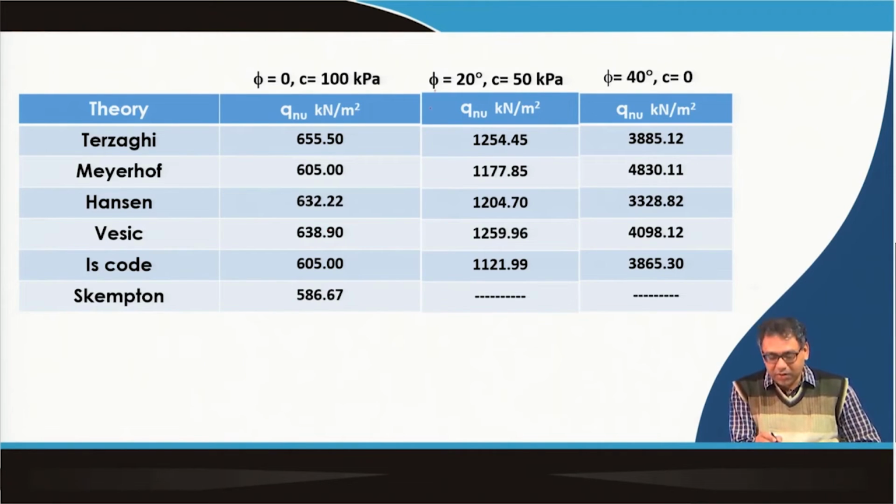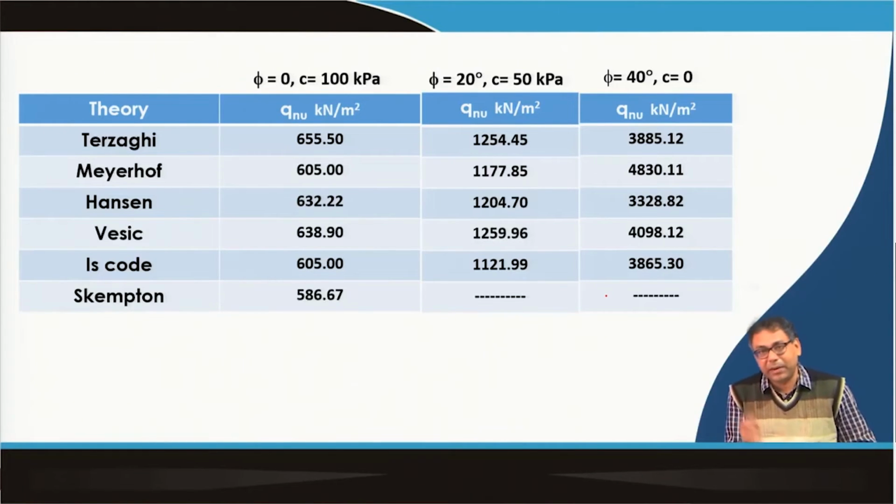But for c-phi soil, this is for phi 0 and c equal to 100 kPa, for phi equal to 20 degree and c equal to 50 kPa, and here it is considered as a general shear failure, and in the first case also it is considered as a general shear failure. In all three cases it is considered as a general shear failure. Here also I will get this value, and for phi equal to 40 degree and c equal to 0, here also I will get the value. So, you can see that in different cases, different theories give the highest or the lowest value.